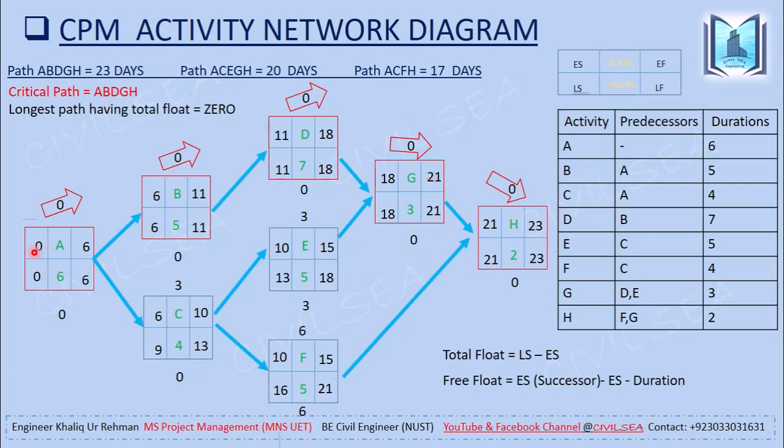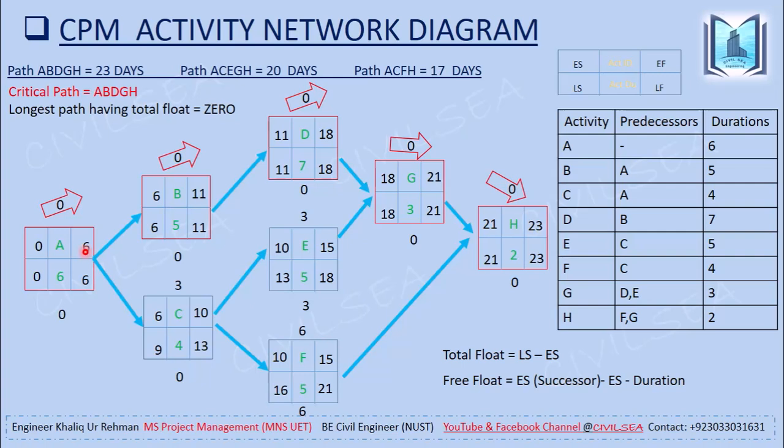So this box is for early start, and the early start is 0, and this is the duration of activity A. All the durations of the activities are mentioned in this box. You can see that. So 6 plus 0, the early start plus the duration, is equal to the early finish. So the early finish is 6, and we can move forward the same value to the successor activity.